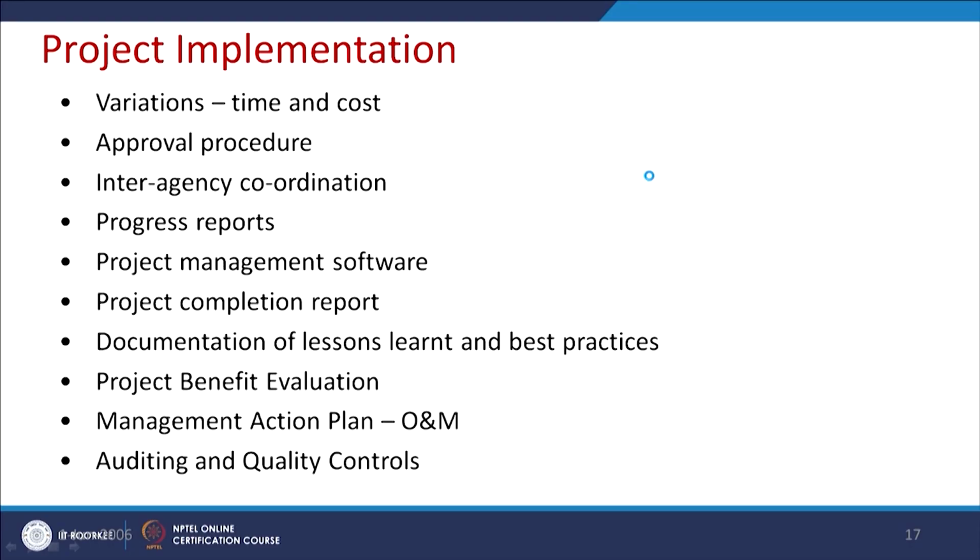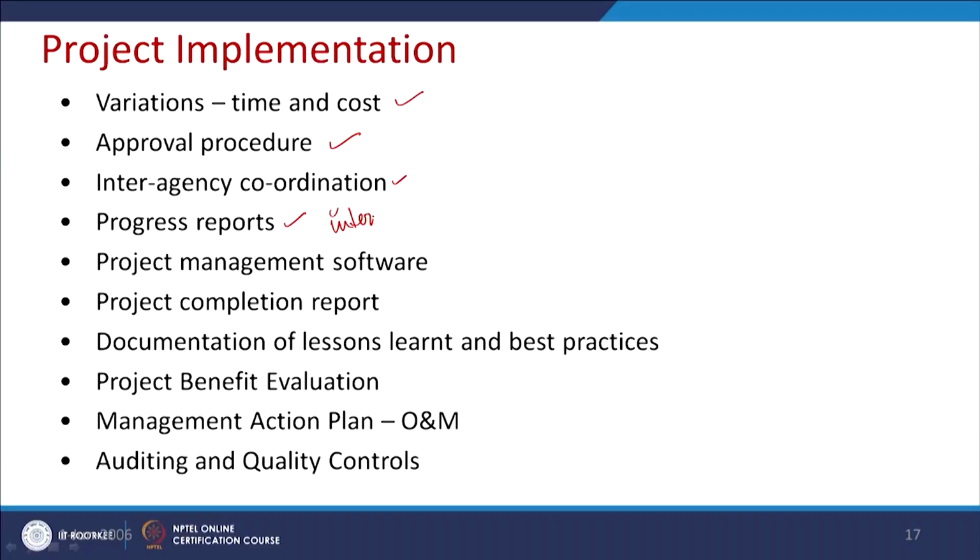During the implementation, some criteria you need to consider are the variations, the approval of the project during and before the project, and interagency coordination. Every project needs coordination between other organizations. If you are constructing a road project, definitely it needs coordination between the water supply, sewerage, the PWD, all the organizations. So that kind of coordination is required. Progress report intervals: what is the frequency of the project report, the outcome of the project progress report, and what further action is taken after the progress report, that needs to be detailed out.